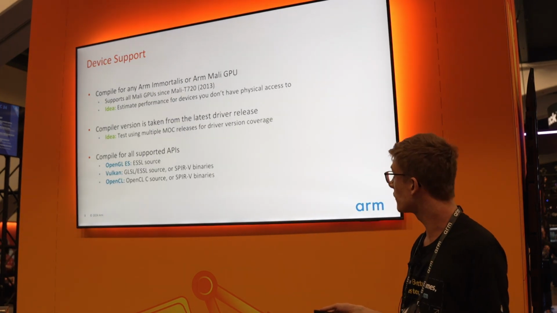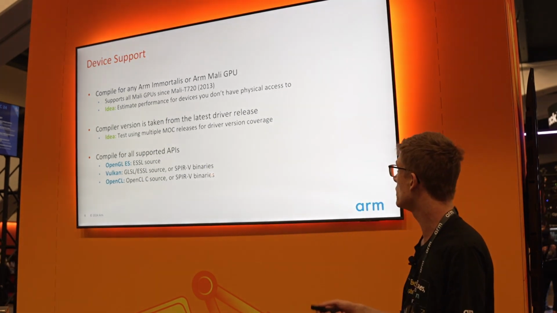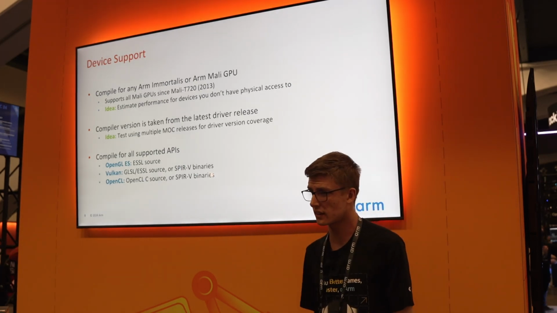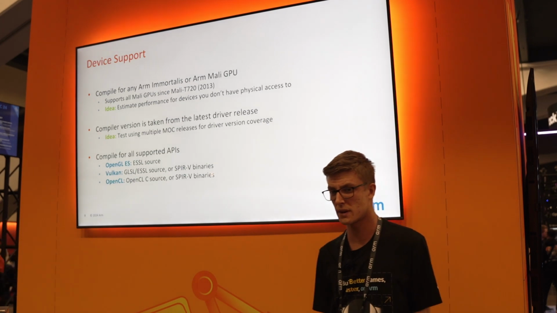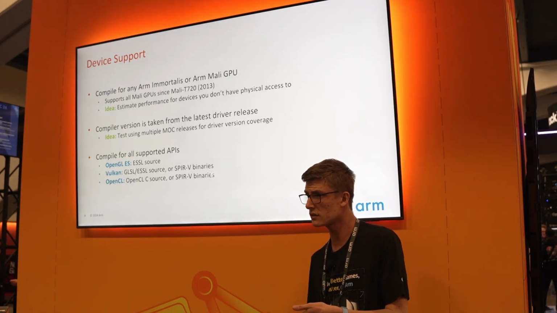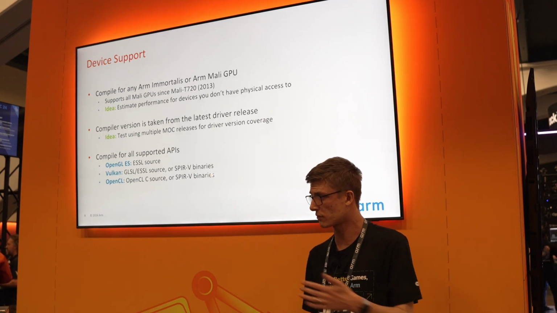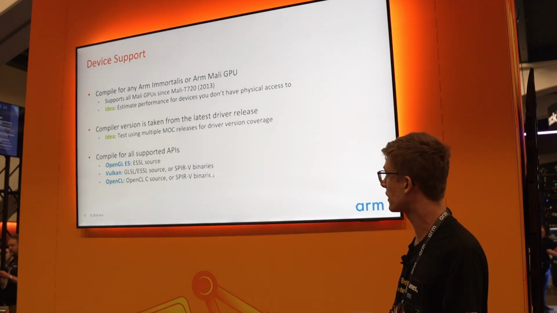What devices do we support? The great thing about Mali Offline Compiler is we can compile it for any Arm Immortalis or Arm Mali GPU. It goes all the way back to the T720, so that's over 10 years of GPUs. A great idea here is you're now able to estimate performance for devices that you don't physically own. You can compile your shader for basically all of our GPUs and see how the performance varies across it. So this allows you to target a wide range of devices.